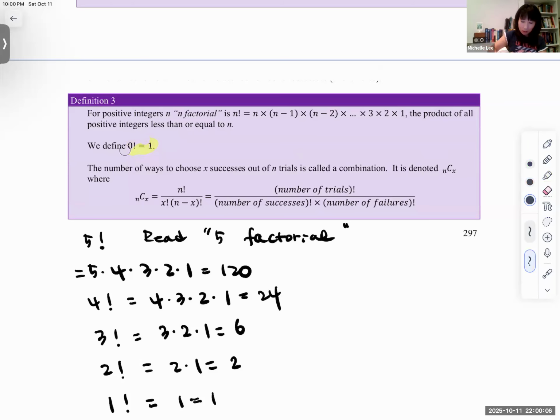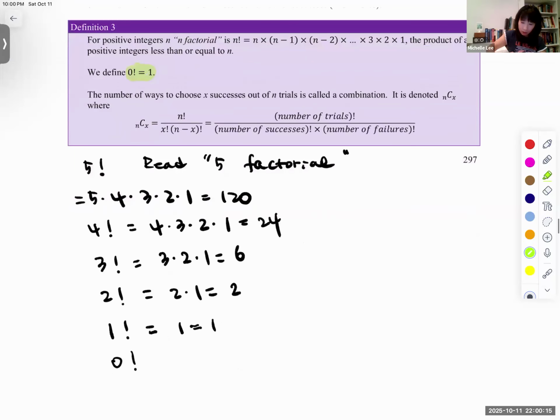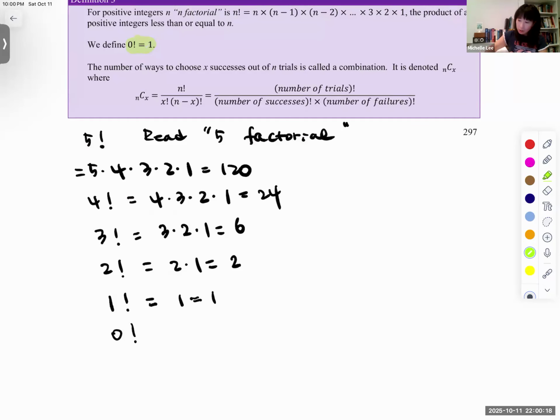Okay, why? I can explain only like this. Why is 0 factorial 1? Let's go back. So we have 5 factorial, right? Can you express it as 5 times 4 factorial? Do you think so? Yes, because we calculate and we get the 120 as well, right?